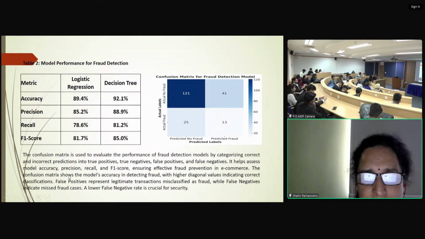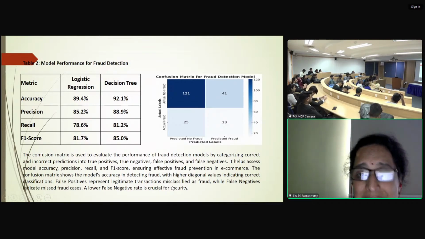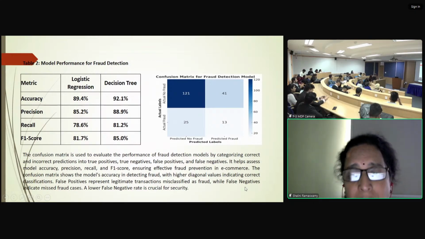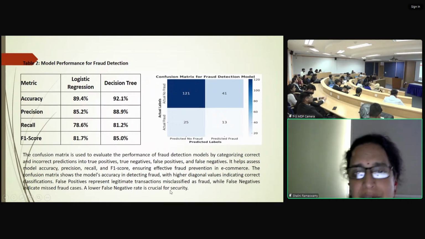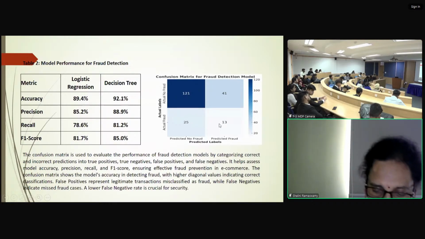So the false positives represent here the legitimate transactions misclassified as fraud, and then false negatives indicate missed fraud cases. So a low false negative rate is definitely crucial for the study, and this can be highlighted in the confusion matrix.